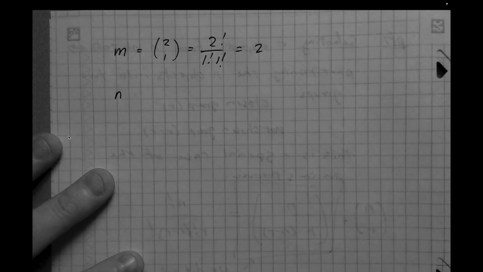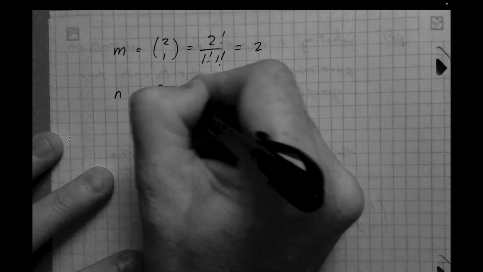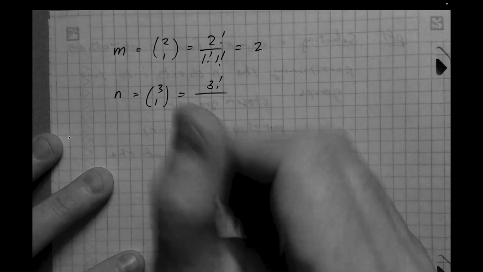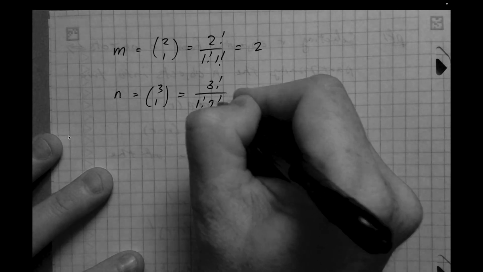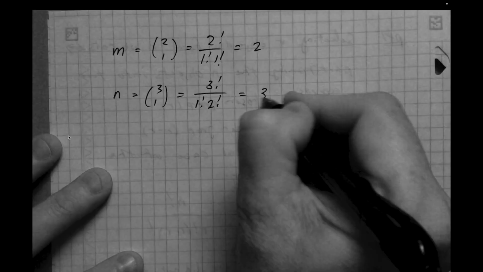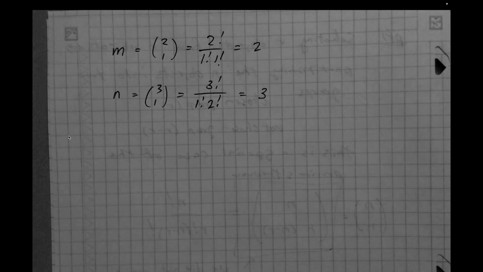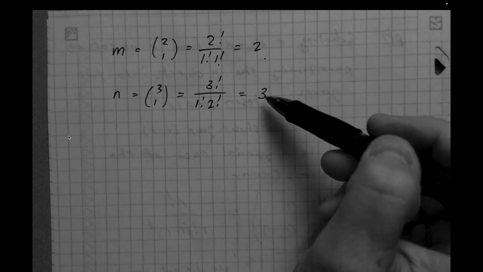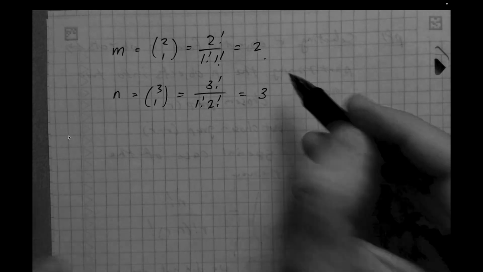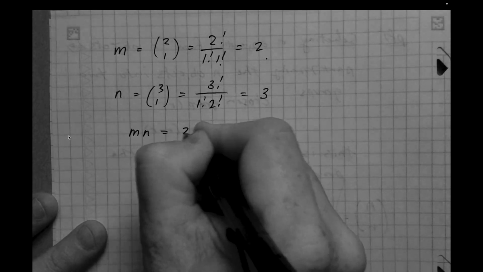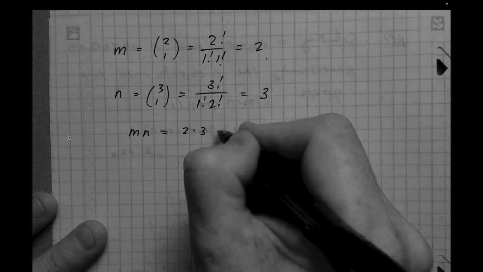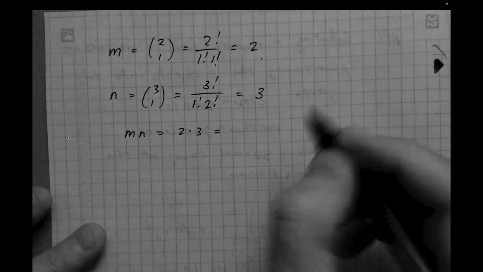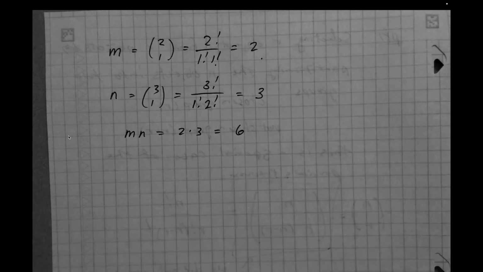And that's my n. So n is 3 choose 1. That's 3 factorial divided by 1 factorial times 2 factorial, right? And so that's obviously equal to 3. So the number of ways to choose one of your best 2 is 2, and the number of ways to choose one of your worst 3 is 3, right? And so the MN rule says that the number of ways to have one of your best 2 applicants in your selection is 6. Okay, so by the MN rule, there are 6 sample points in event A.